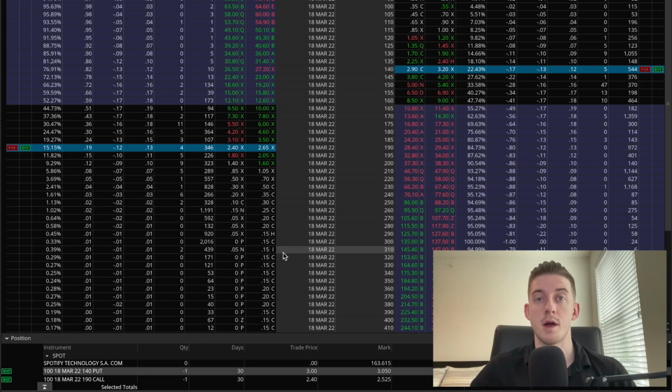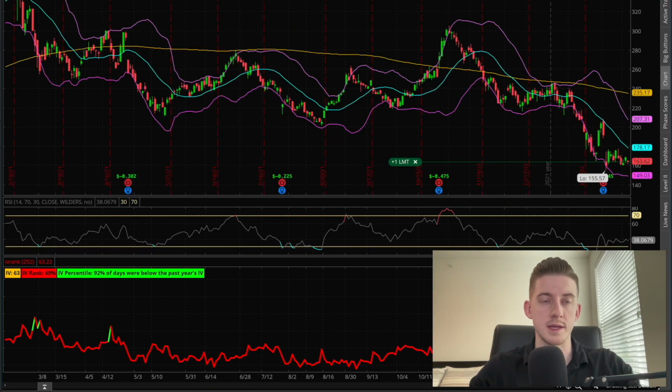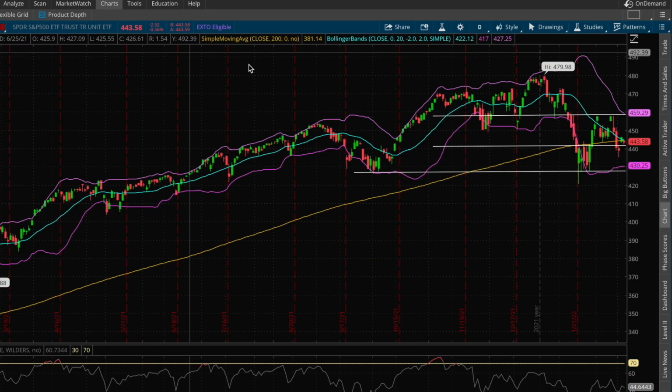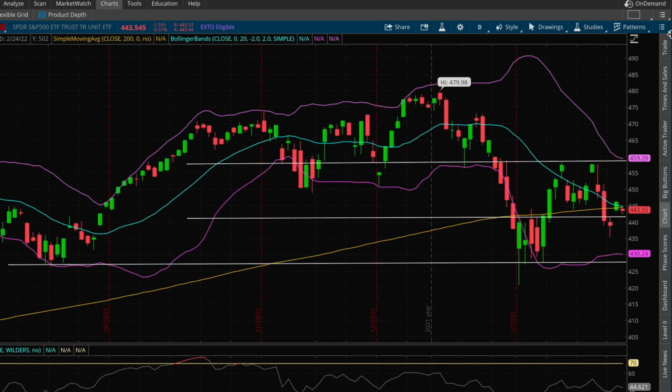All done. Awesome. So that's my new trade today in Spotify. And then lastly here, let's come back to the charts and take a look at where the broader market is today as well. So in this chart here, I'm showing you SPY, an ETF that tracks the S&P 500.